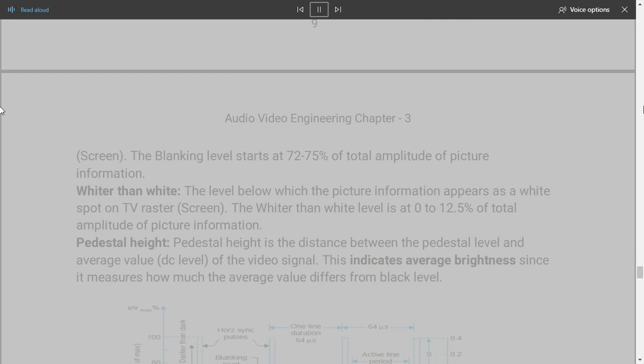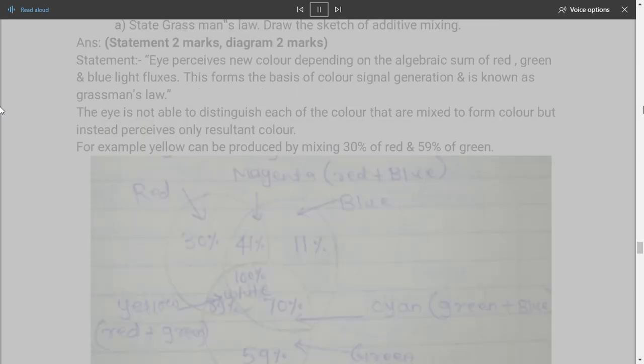State Grassman's law. Draw the sketch of additive mixing. Answer: statement 2 marks, diagram 2 marks. The eye perceives a new color depending on the algebraic sum of red, green, and blue light fluxes. This forms the basis of color signal generation, and is known as Grassman's law. The eye is not able to distinguish each of the colors that are mixed to form a color, but instead perceives only the resultant color. For example, yellow can be produced by mixing 30% of red and 59% of green.